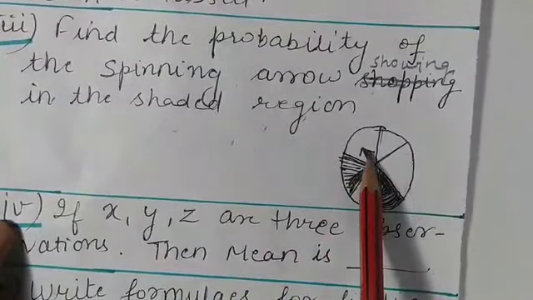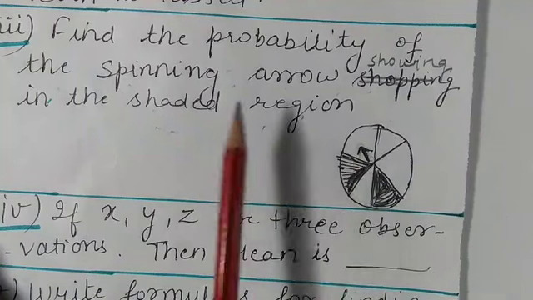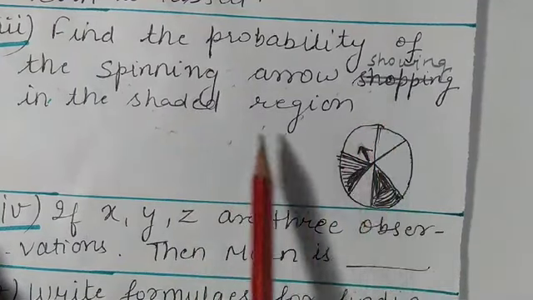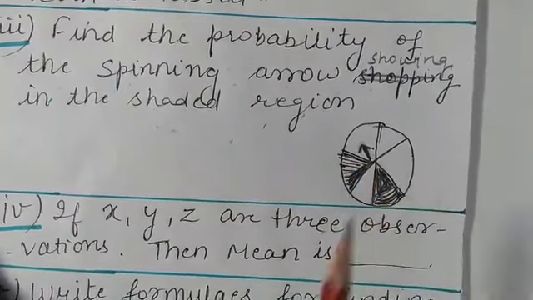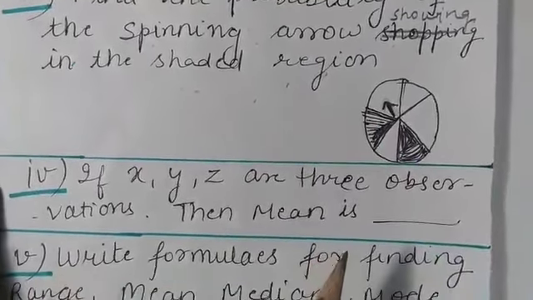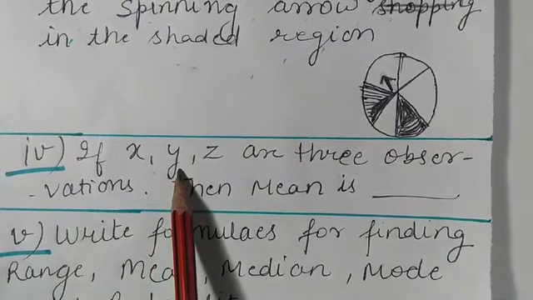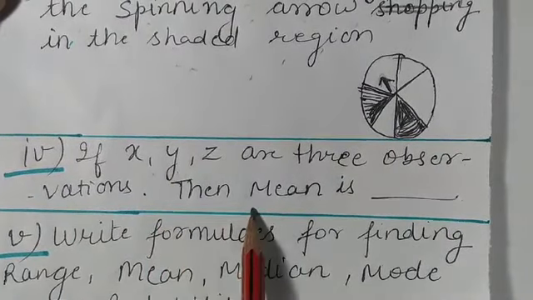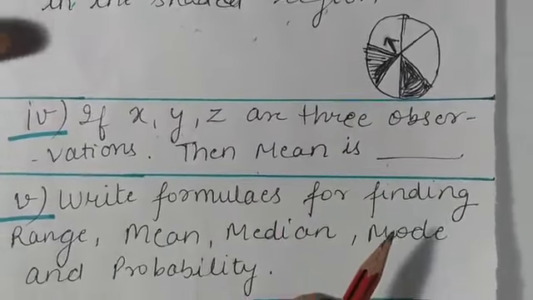So we have this arrow and you have to find the probability that this spinning arrow will show shaded part. We have two shaded part and this you have to do. Okay, come to fourth part. If x, y and z are the three observations, then find the mean. You have to give your answers in one word only.